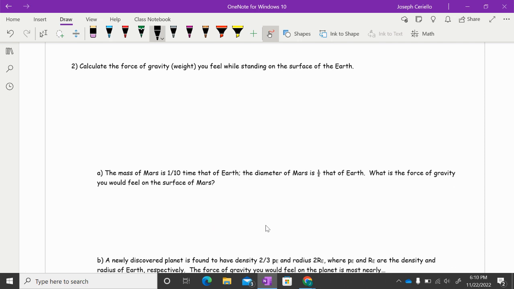So this one says, calculate the force of gravity, the weight you feel while standing on the surface of the Earth. All right. So if you're on the surface of the Earth, we'll draw the Earth here. We'll make it green. This is you here on the surface of the Earth.